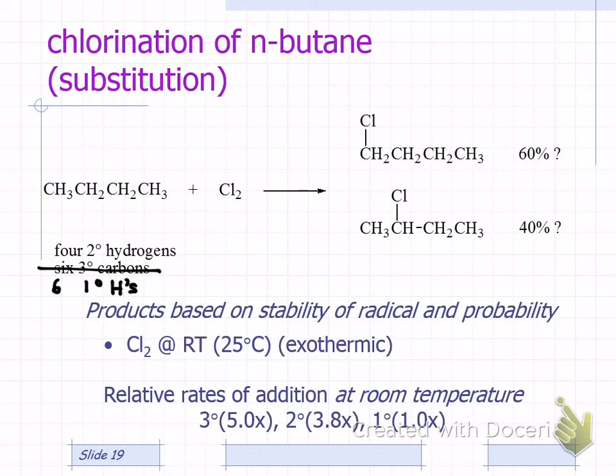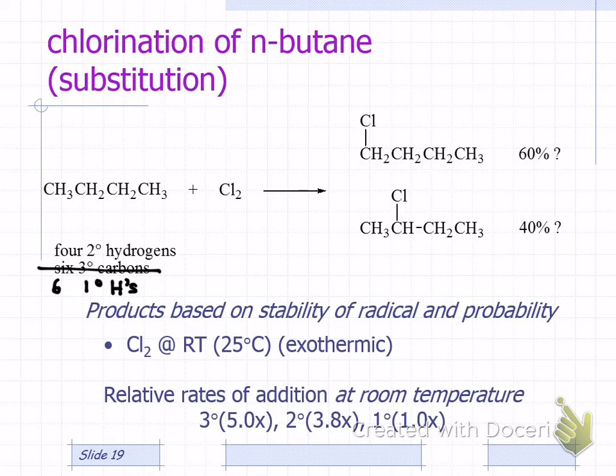40% should be secondary. And you would expect the product breakdown to look something like this, if that was all that it was. But as it turns out, the rates of reactions have to do with the stability of the radical. So we know tertiary is more stable than secondary is more stable than primary. So the relative rates of those reactions are all different, where tertiaries are faster than primaries.